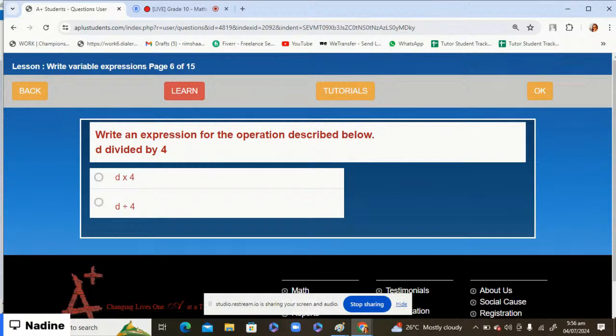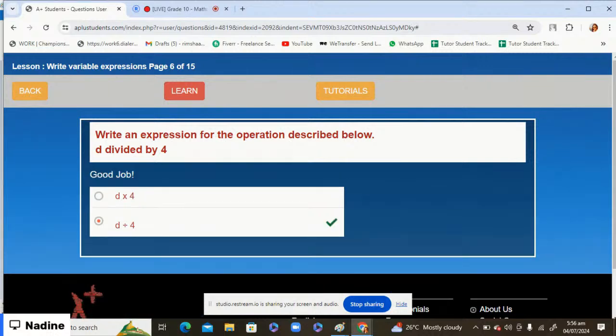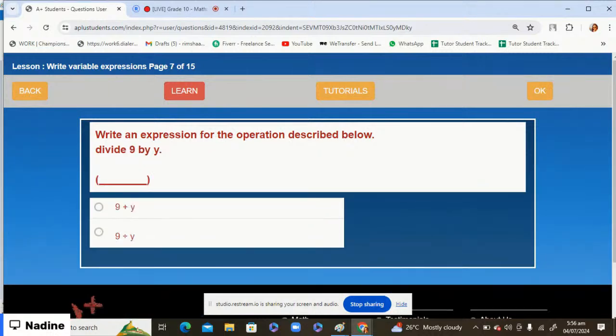Okay, 4 divided by d. Sorry, d divided by 4. Like you divide d over the 4. You divide d over the 4. Divide d over 4. Got it? Like this way. This is how we can solve it.